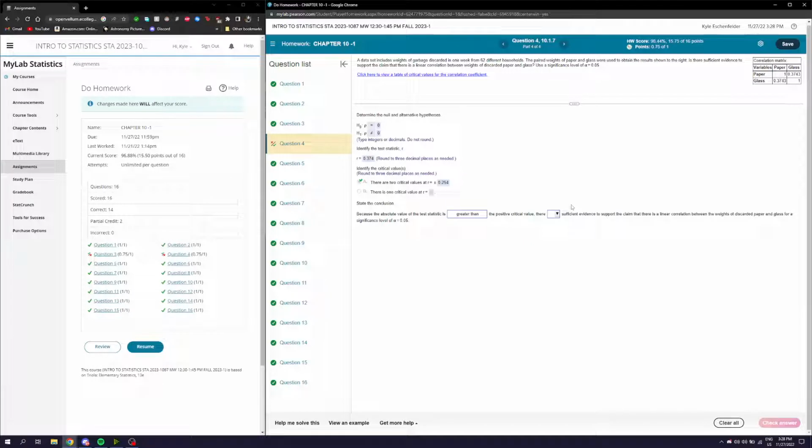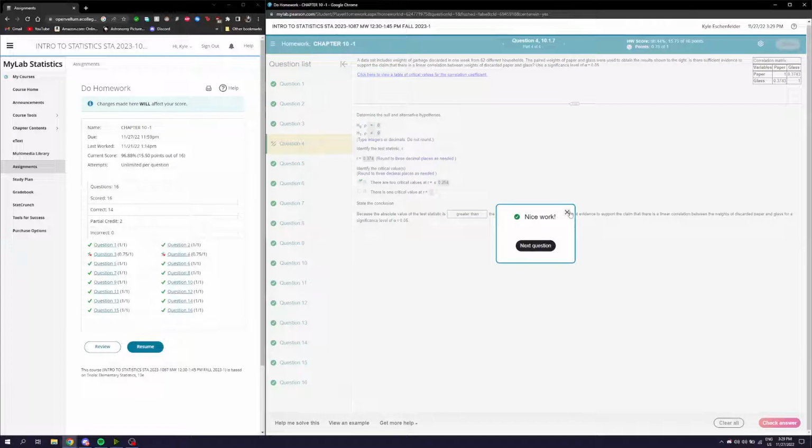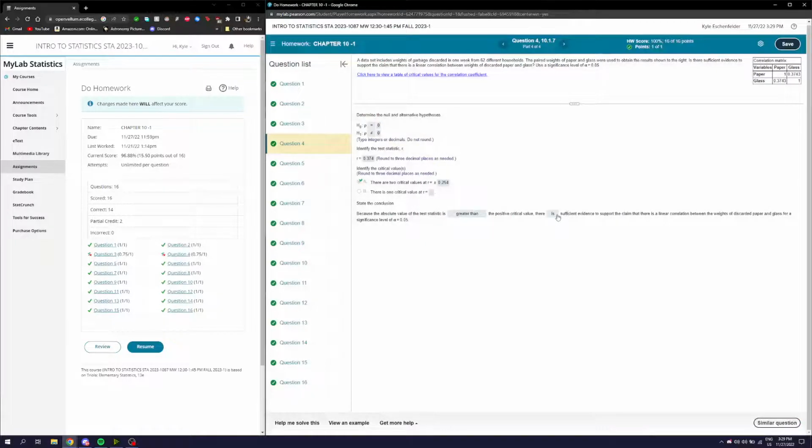Okay, if it is greater, then there is sufficient evidence to support the claim there is linear correlation. Yes, should be the answer. And you just have to read the wording and make sure it is saying what you're trying to say. Sometimes if you put there is sufficient evidence to support the claim, this might say there is not, so you have to flip that too.